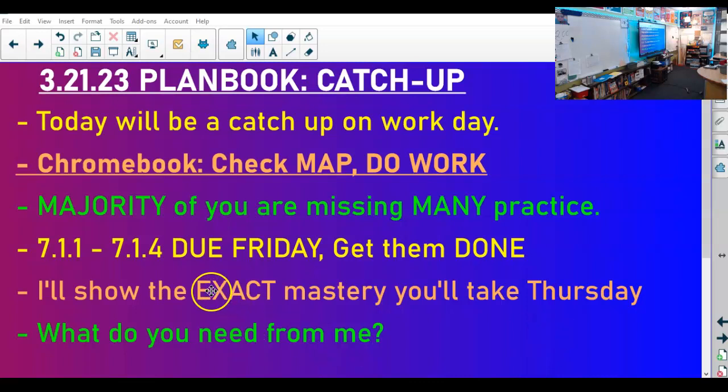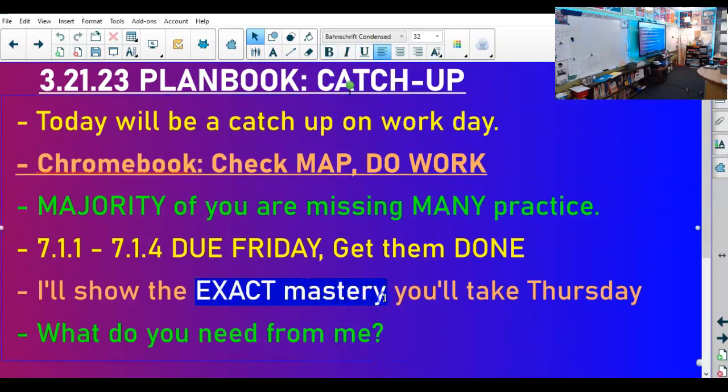These are going to be the exact problems from the mastery. So, for my friends playing along at home, at least I hope you're playing along at home.